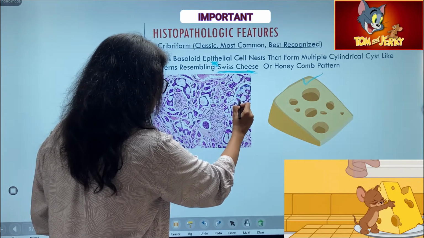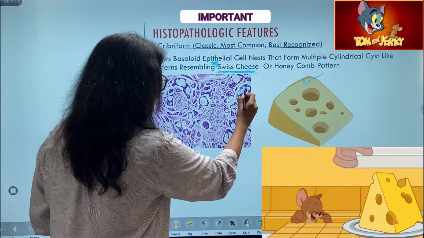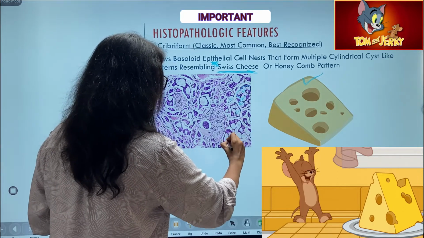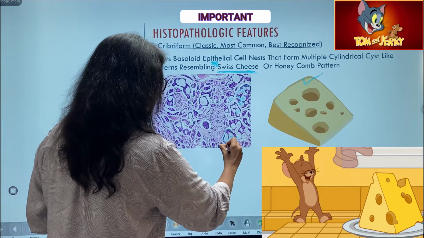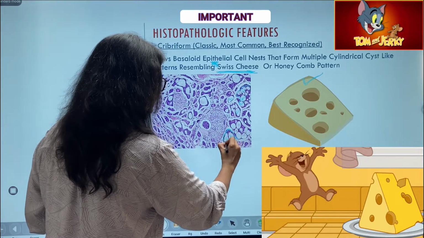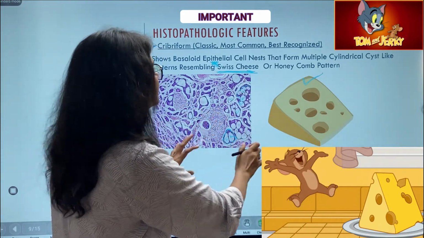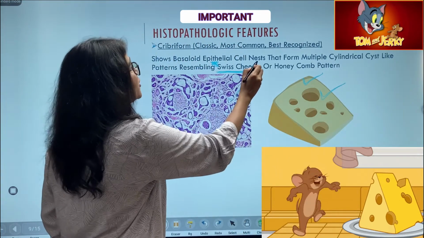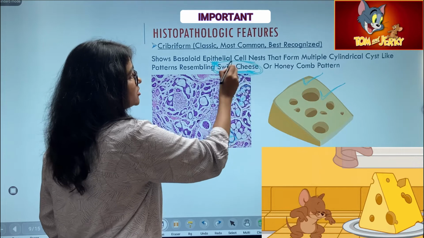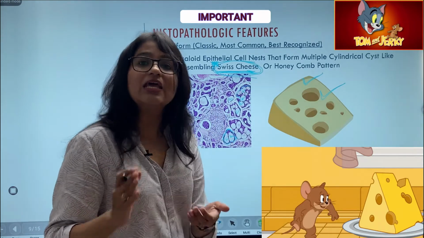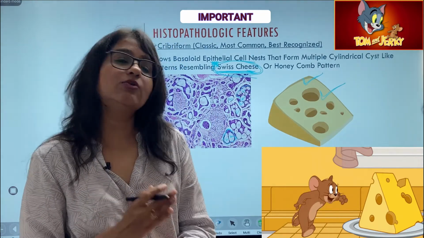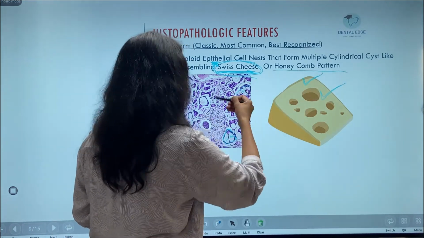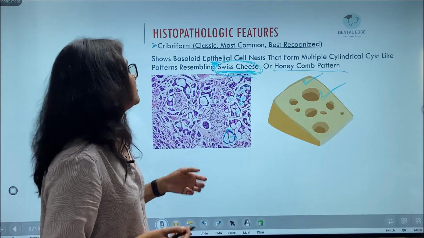These all are tumor cells, and these are cyst-like small cystic spaces. Surrounding it are the tumor cells. So this pattern overall resembles a Swiss cheese. Therefore, this is a very important question. Where do you see Swiss cheese pattern? It is seen in adenoid cystic carcinoma. And it can also be said to be a honeycomb pattern because of these small cyst-like patterns.